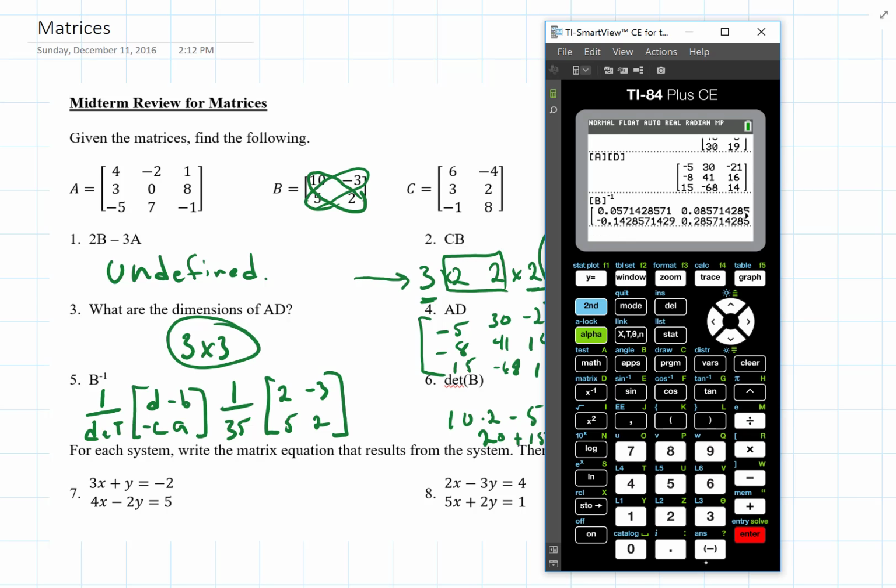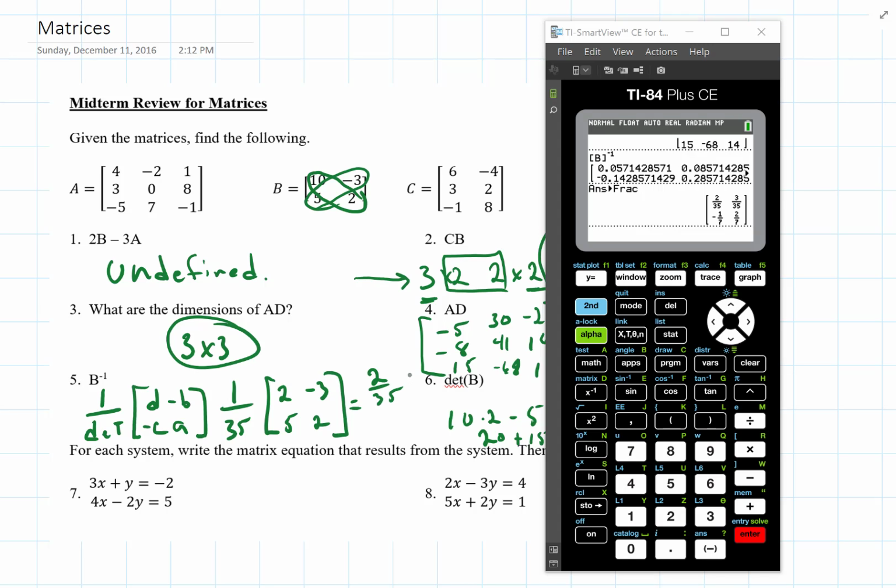And it gives our answer as decimals, and it's very unlikely that the midterm will have a choice with those decimals in it. So we're going to press Math Frac, option 1, to change this to fractions. And on this calculator, we don't have the option to make that the default, so we have to use this conversion option. So we'll just go ahead and record that answer from the calculator to our paper. 2 over 35, 3 over 35, -1 over 7, 2 over 7.